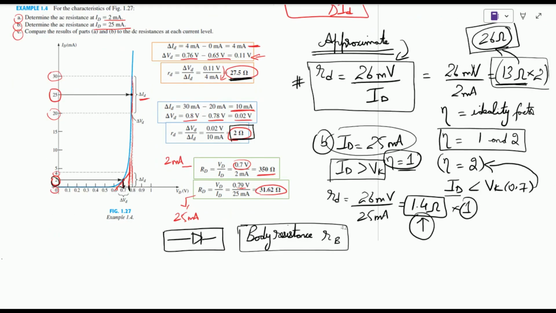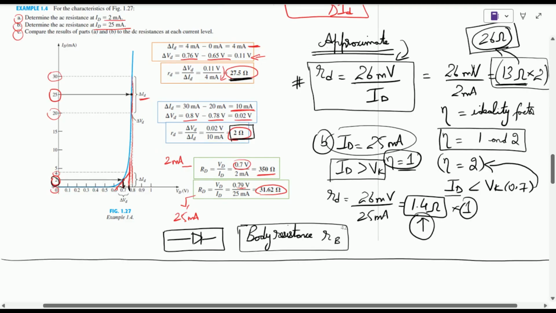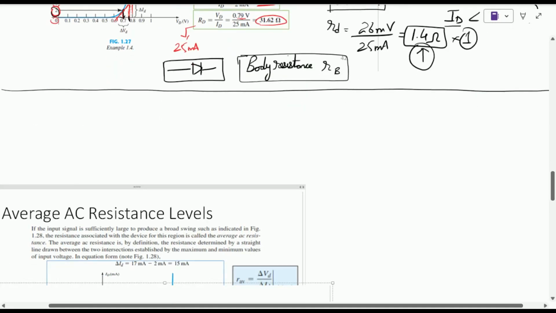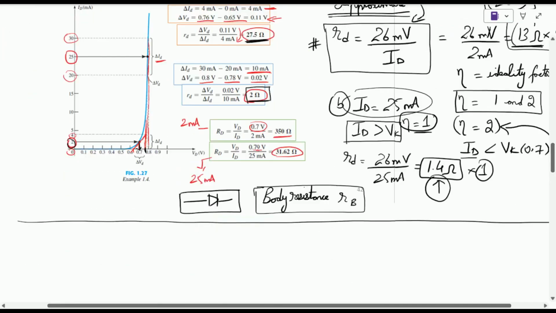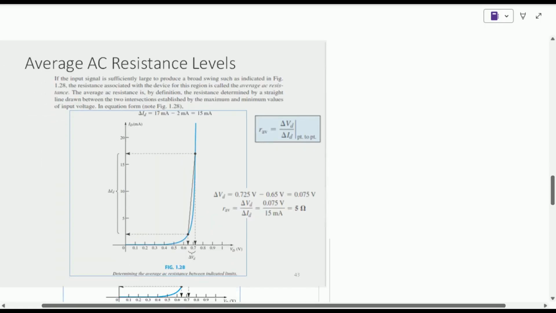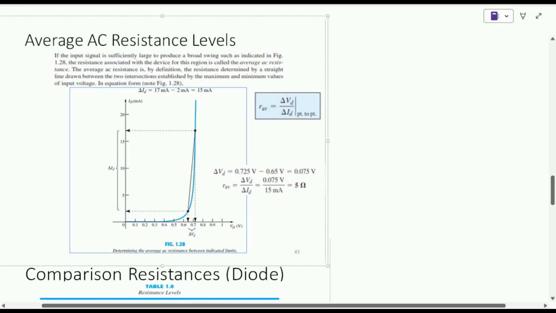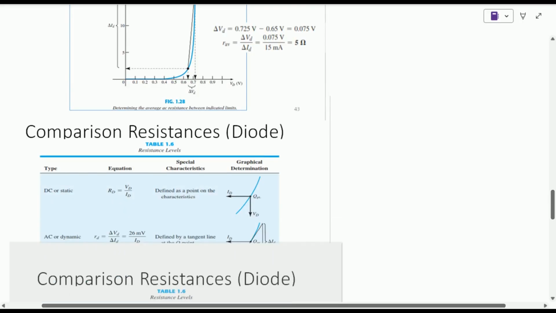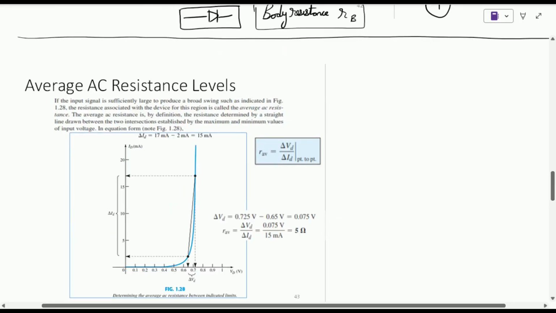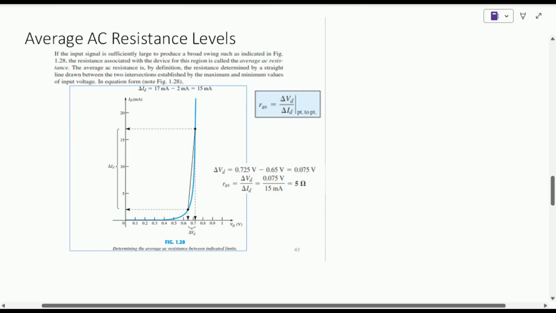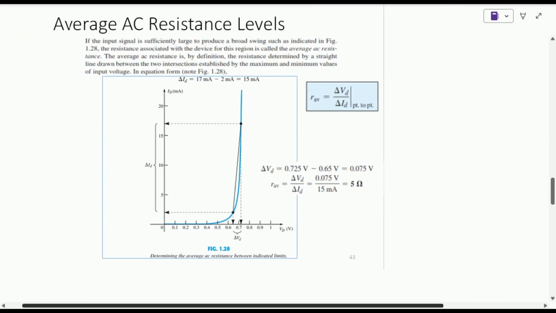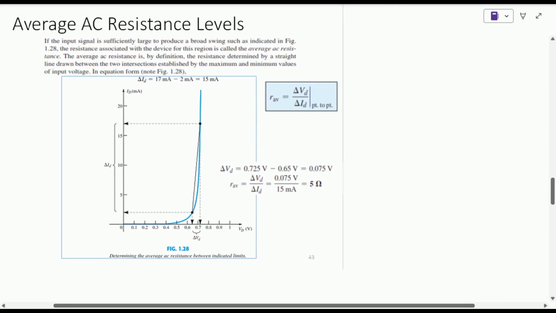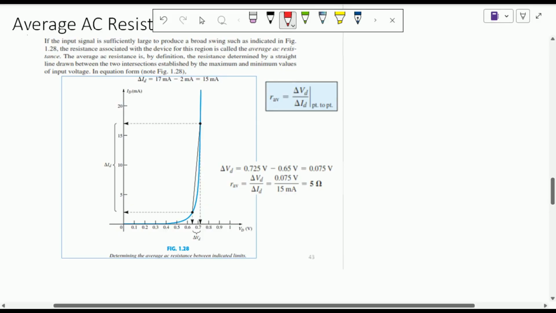So now finally let us come to the third kind of resistance, and that is the average AC resistance. It is the third kind of resistance shown over here. Okay, so in the average AC resistance, what is the difference, and why do we use it if we already have an AC resistance? Average AC resistance is used when the input becomes very large. So this kind of resistance is used when the input is a very large value.